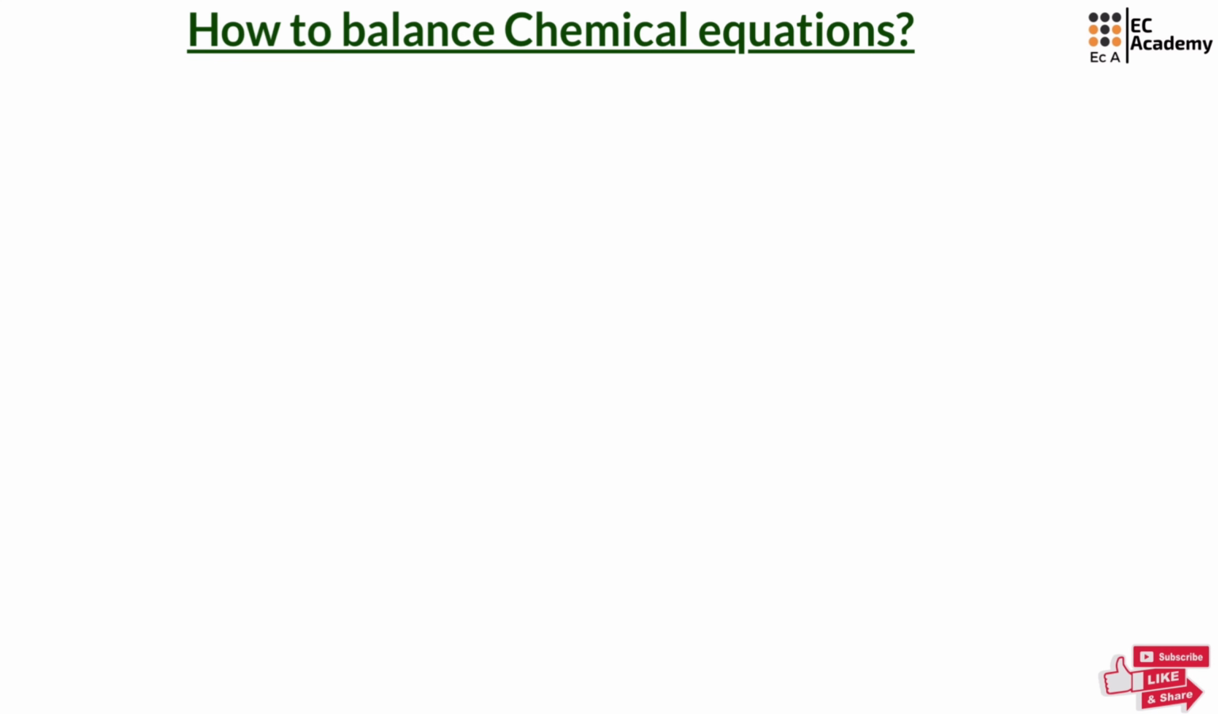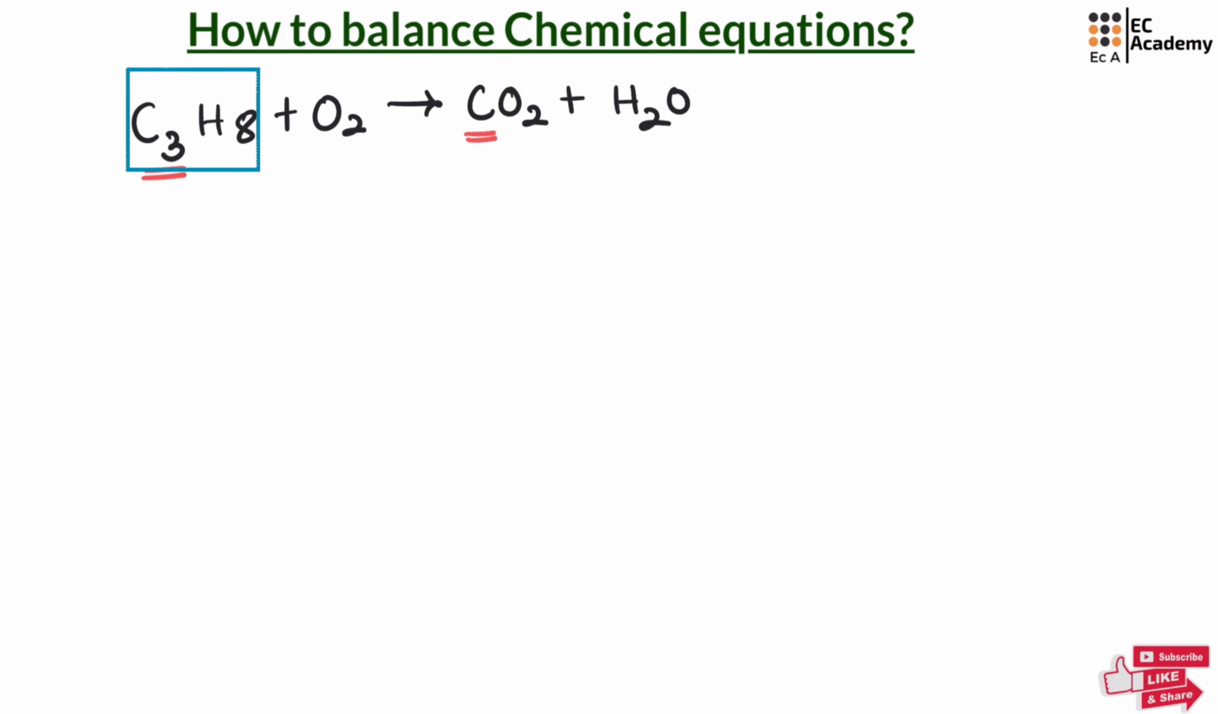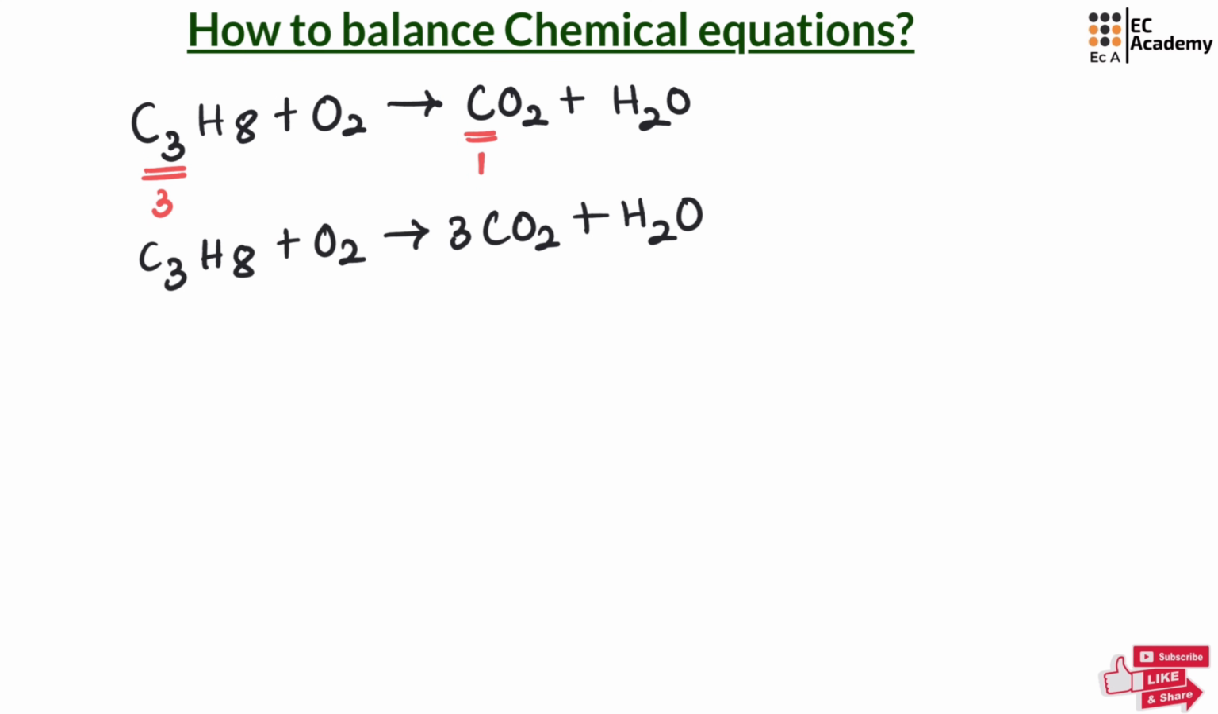Now let us consider equation 3, where propane plus oxygen will produce carbon dioxide plus water. So this is the unbalanced equation. Now let us balance this equation. Propane contains 3 carbon atoms. One CO2 molecule contains 1 carbon atom. To get 3 carbon atoms on the right side, place 3 before CO2. Therefore, the equation will become C3H8 plus O2 will produce 3CO2 plus H2O.